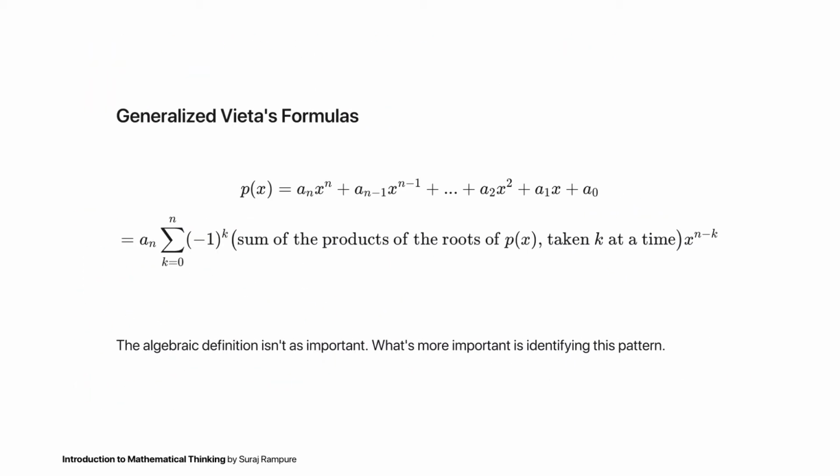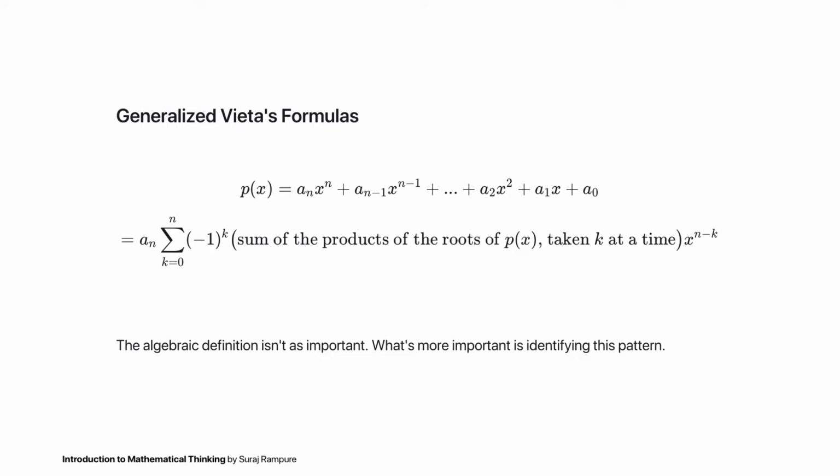So first, let's generalize Vieta's formulas to polynomials of any degree. Okay? So for example, let's say we have p of x is equal to an x to the n plus an minus 1 x to the n minus 1, and so on, all the way until a1 x plus a0. We can generalize this by factoring out an in the front, taking the sum over k, our exponent, going from 0 to n, of -1 to the k, because our terms alternate in sign. And what we write is that we're taking the sum of the products of the roots of p of x taken k at a time.